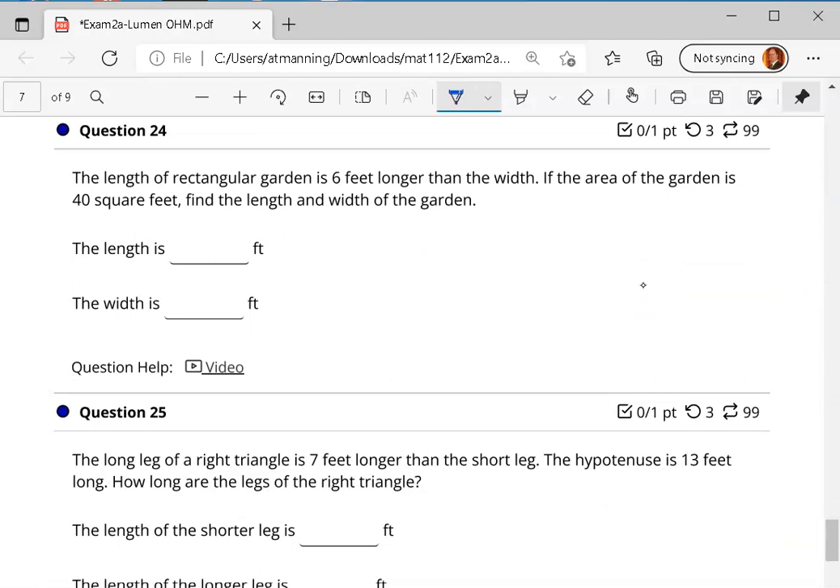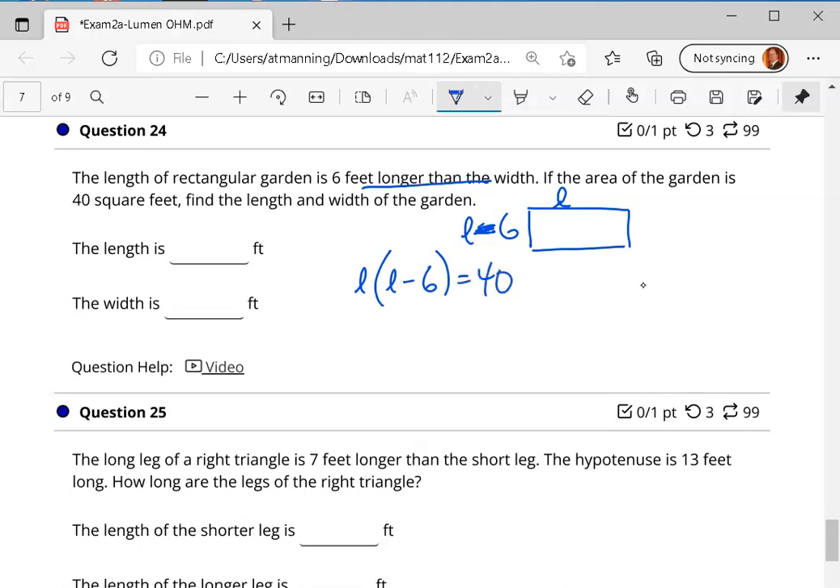Okay, rectangular garden. Draw the picture. I have the length, and I have length minus 6 for the width. L minus 6. And my total area is 40 square feet. Well, length times width gives us our area. So L times L minus 6, what does it give us? 40.